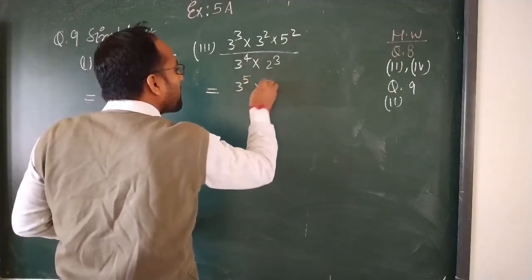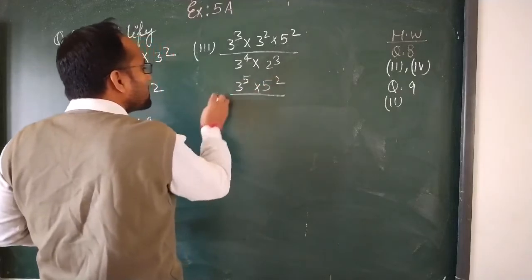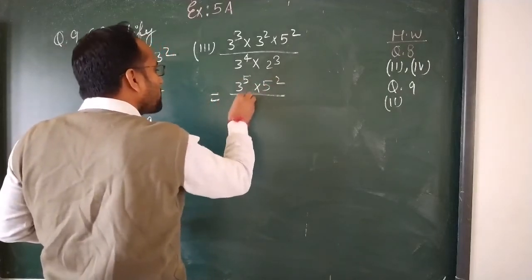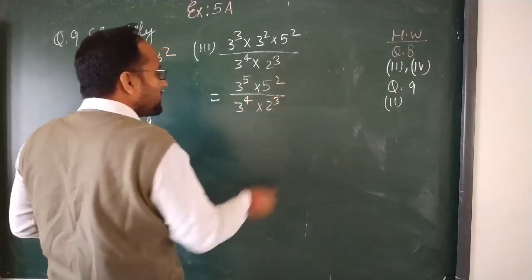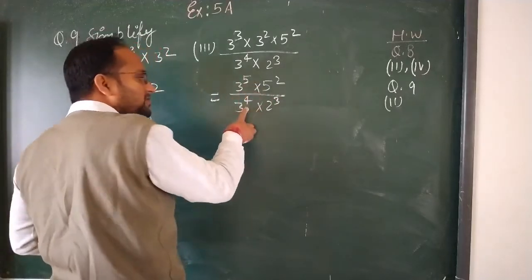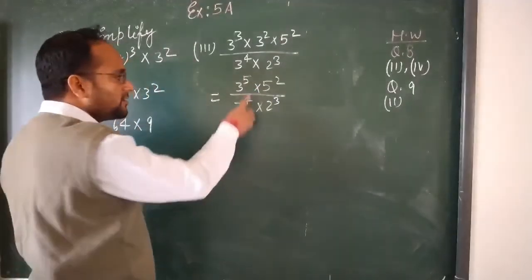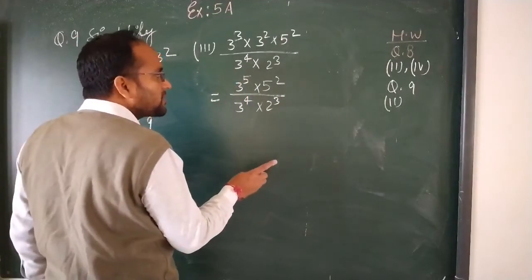Multiply by 5 to the power 2. Here you see this one, students. 3 to the power 4 and 2 to the power 3. Here is a 5 and here is a 4. If you want, you can cancel out. There is 1 three remaining, students. Okay.